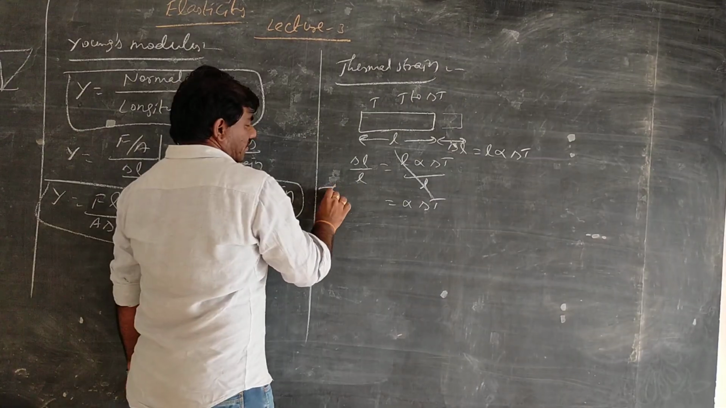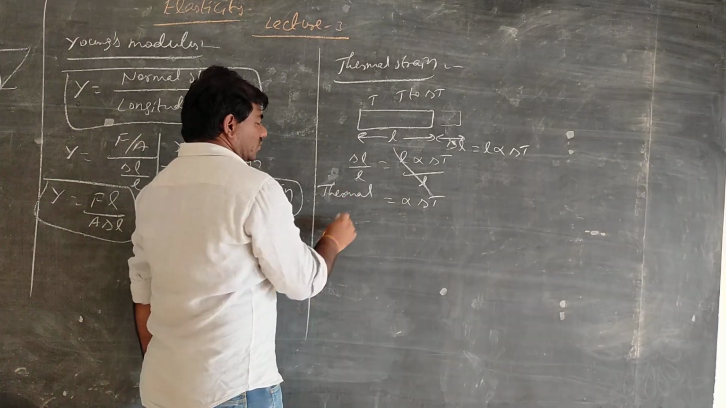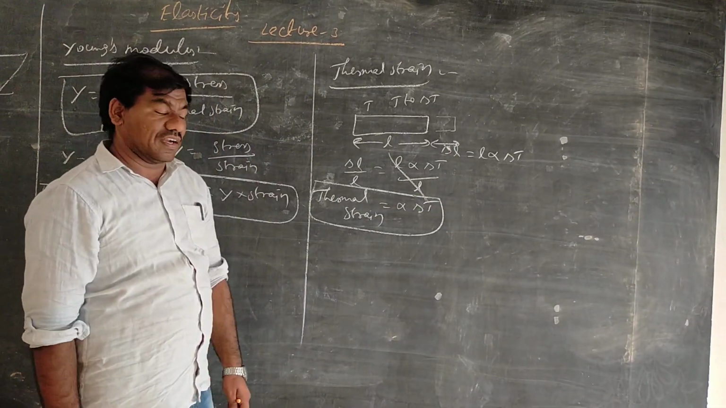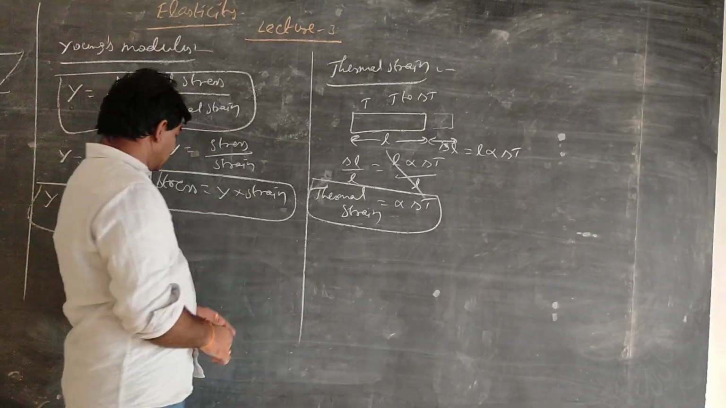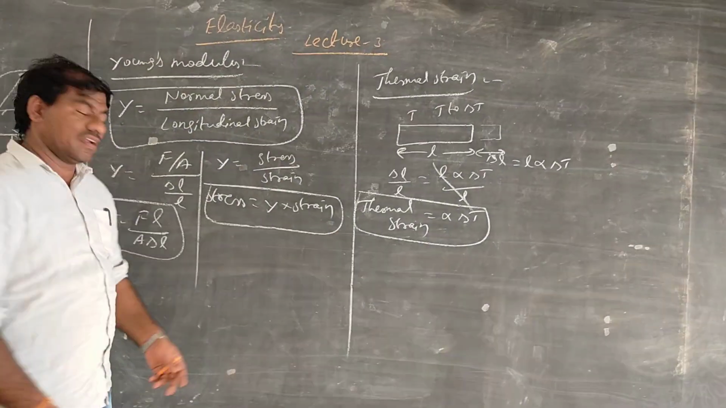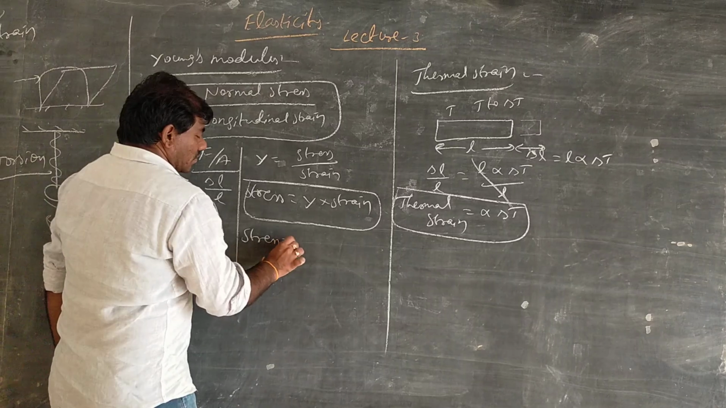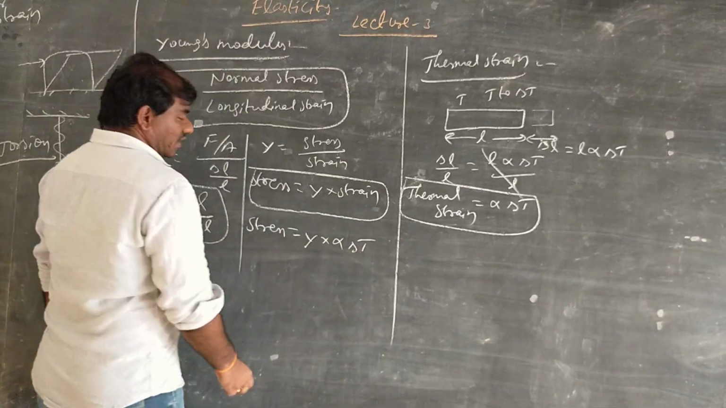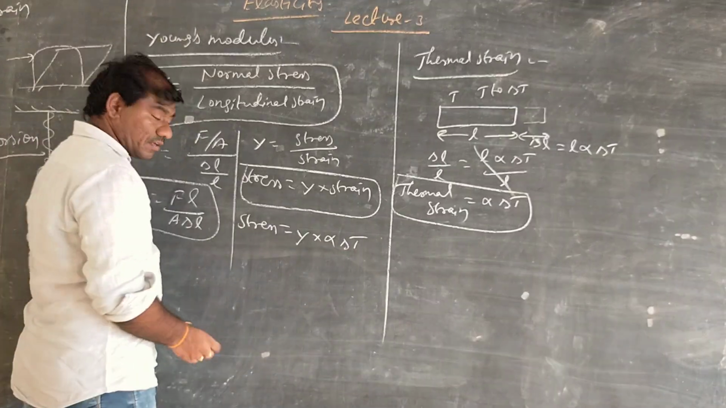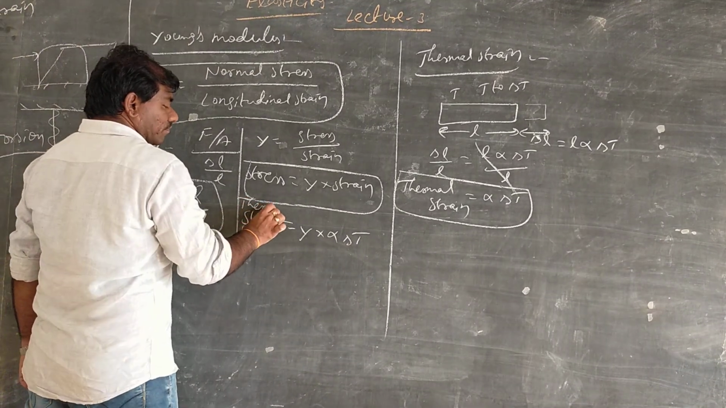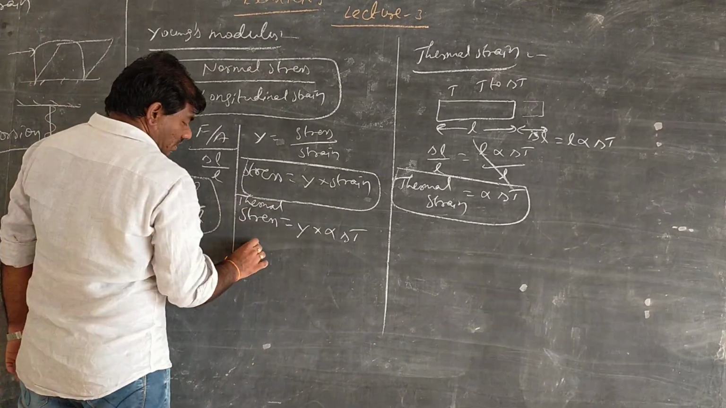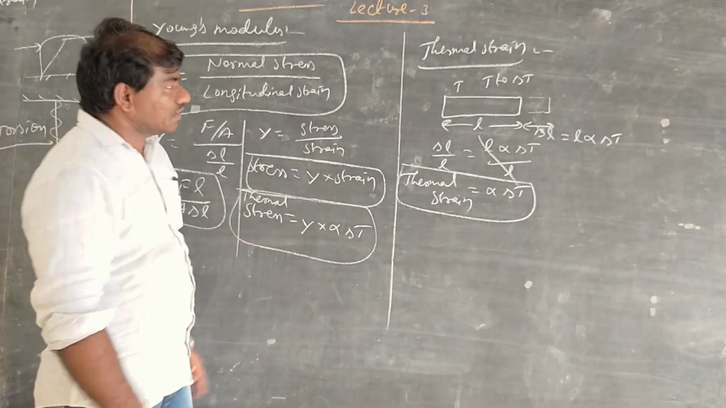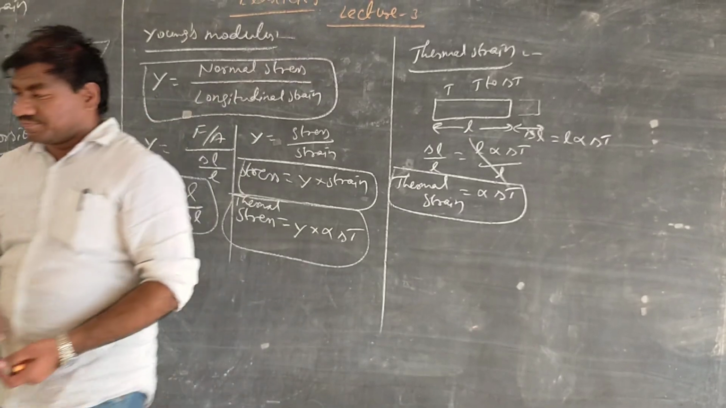So the thermal strain is alpha delta T. If I want to find stress, stress is equal to Y into strain, right? Y into strain, which is alpha delta T. This is going to become the thermal stress. So thermal stress is equal to Y alpha delta T. Clear? That's it. Just make a note of it.